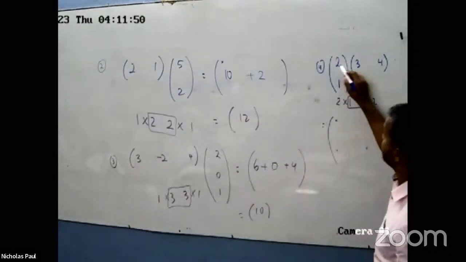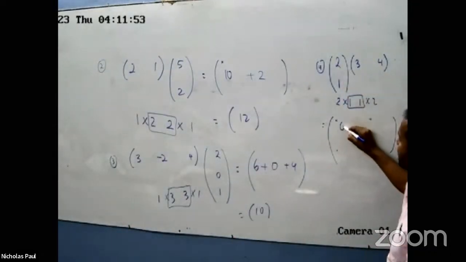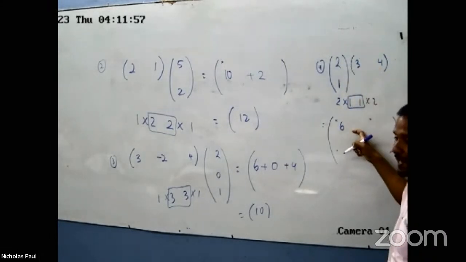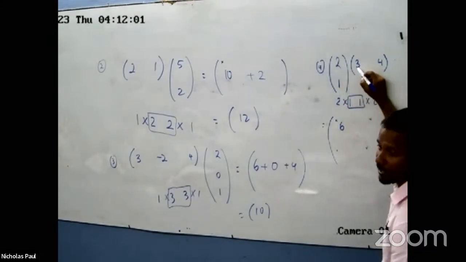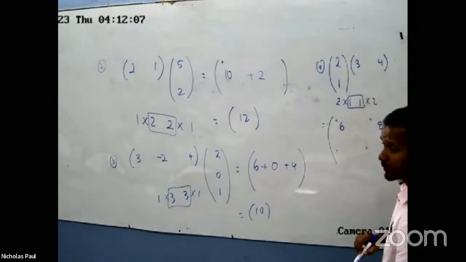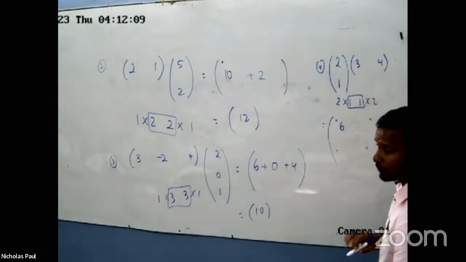Right, 2 by 3, that's 6. So you go by column. There is nothing else, so you're not adding, you're done. There's one value in this row, one value in this column. 2 by 3 is 6, 2 by 4 is 8. Okay, that's it, you're done.